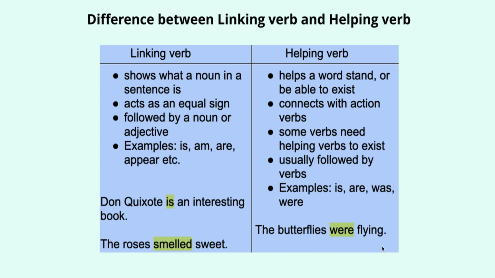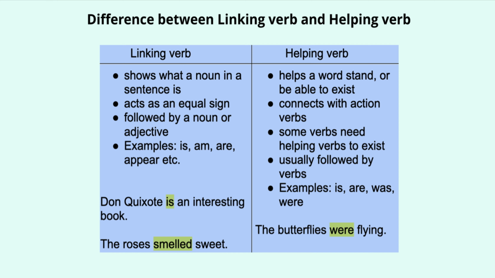Difference between linking verb and helping verb. Linking verb shows what a noun in a sentence is, acts as an equal sign, followed by a noun or adjective. Examples: is, am, are, appear, etc. Don Quixote is an interesting book. Here, is is a linking verb as it is showing what the noun Don Quixote is. And it is followed by an adjective, interesting.